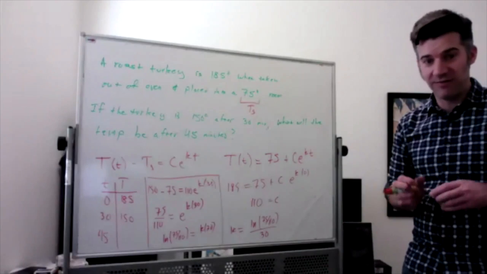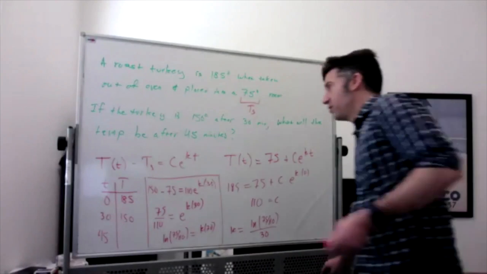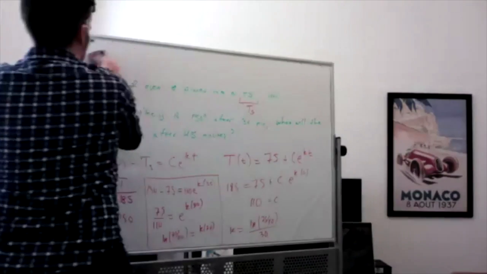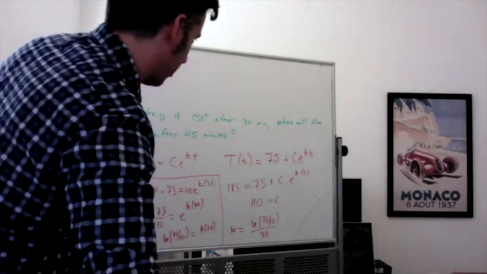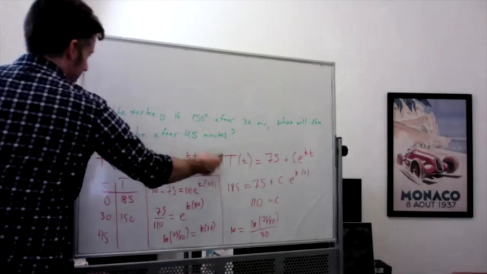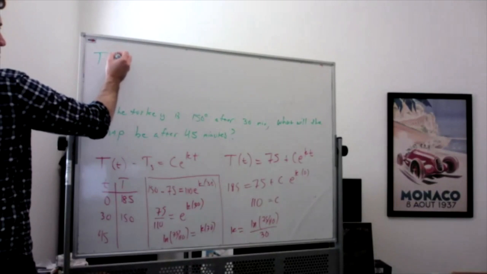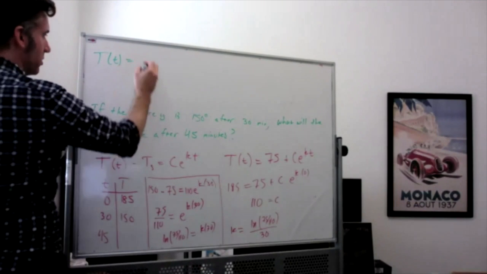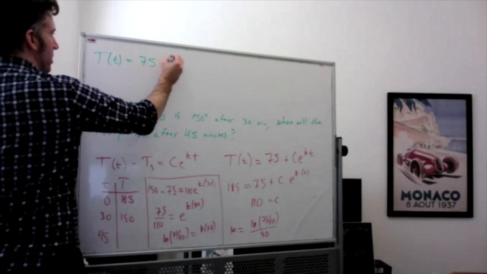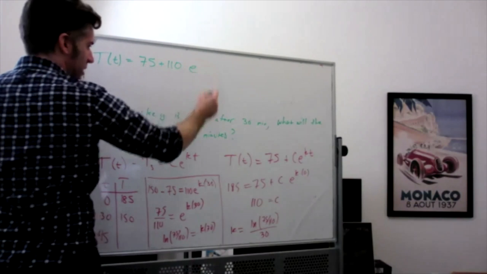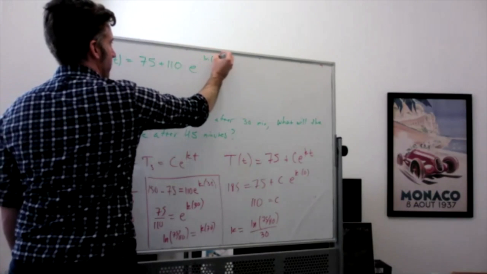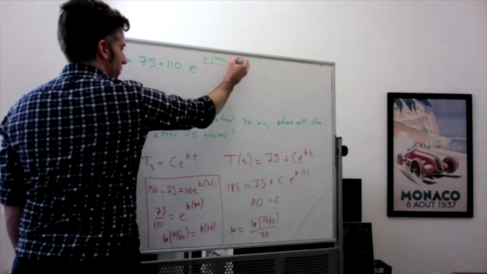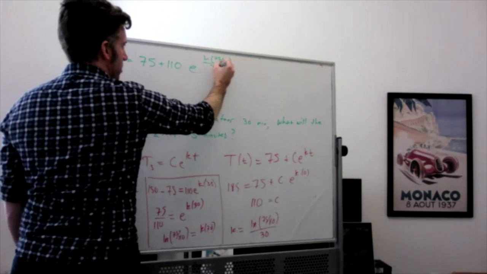Okay, we finally figured out the model. We've got our K, we've got our C. Now we can say that the temperature at time T is equal to 75 plus 110 e to the K, which is the natural log of 75 over 110 over 30, times T.